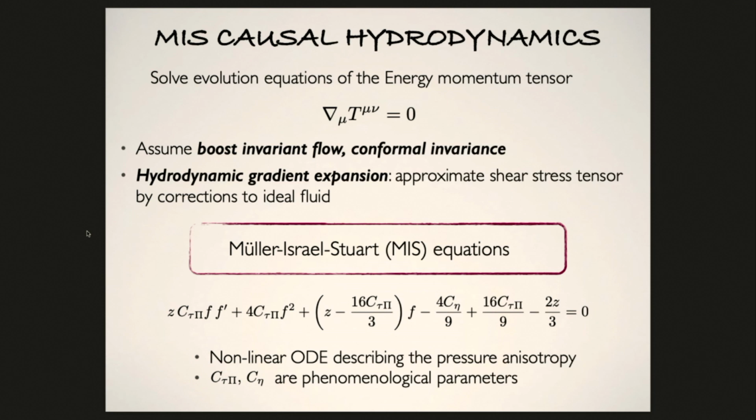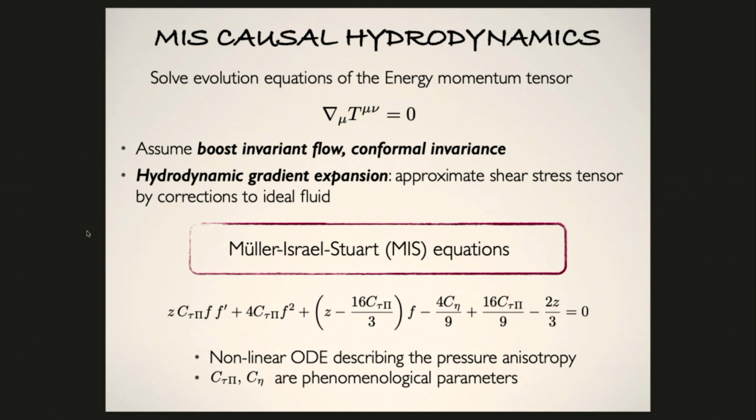So again, I want to study the evolution equations. I'm assuming the symmetries that I have assumed before. So I've mentioned this: you approximate the shear stress tensor by corrections to the ideal fluid, and there are different assumptions, but I would say that probably the simplest one leads you to a first order nonlinear ODE, and so this F is the pressure anisotropy.